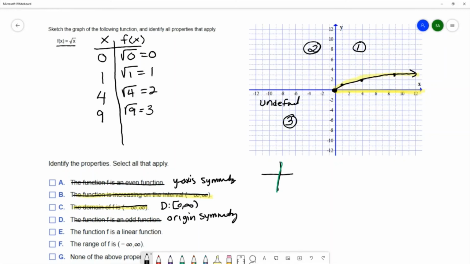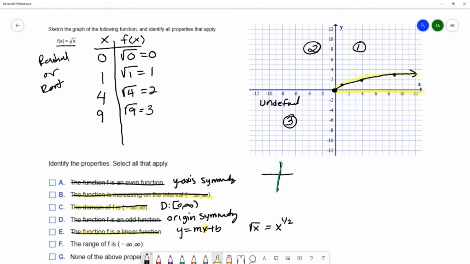And the next one says the function is a linear function. This is not linear. Linear would be y equals mx plus b, and focusing on the x part, that would need to be to the first power. A square root of x is the same thing as x to the 1/2 power, so this is not a linear function. We would categorize this as a radical or root function.